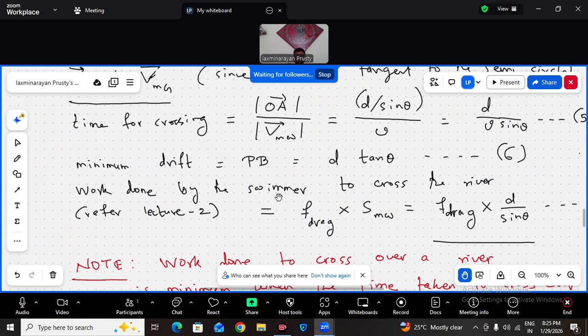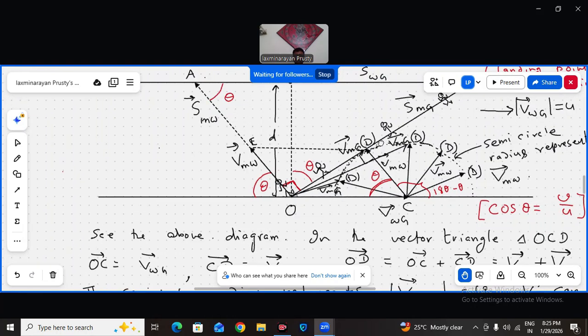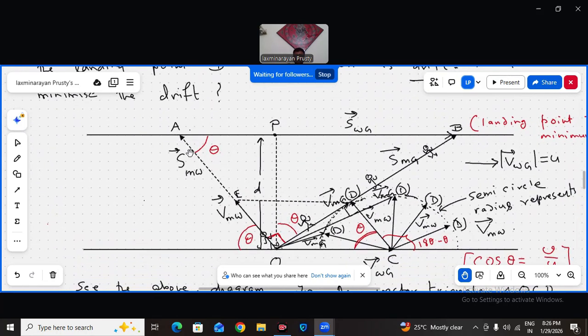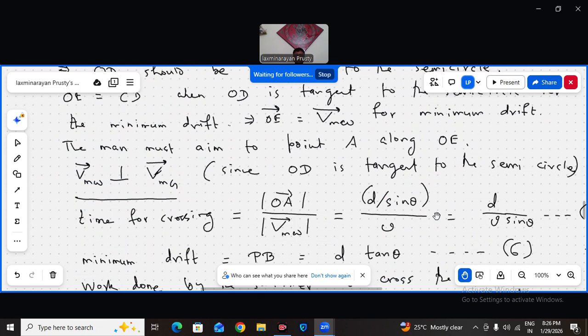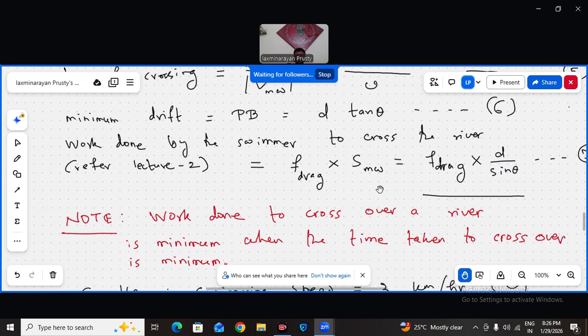That's it. Work done by the swimmer to cross the river. I told you earlier in lecture 2. F drag into SMW. Drag force into the relative displacement. Drag force is always opposite to relative displacement, so the drag force work done will be negative, and your work done will be F drag into SMW. SMW is D by sin theta. So F drag into D by sin theta. That is the work done.